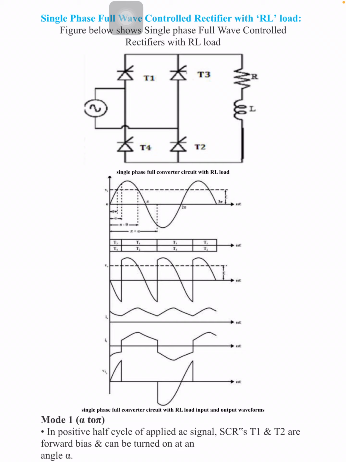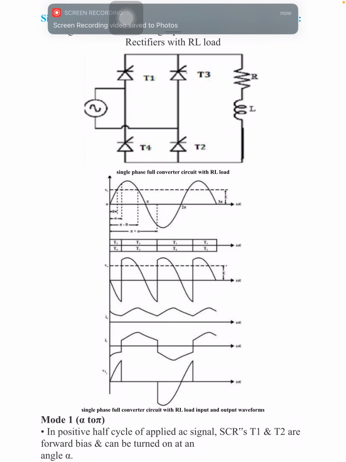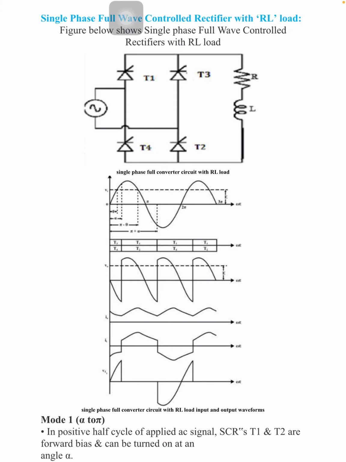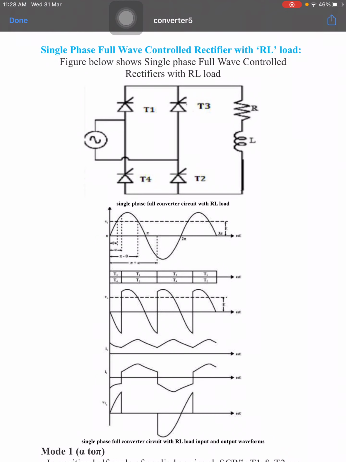So here the single phase full wave RL load. What is the difference? Same. Single phase full wave is nothing but we'll use 4 thyristors T1, T2, T3, T4. Based on the 4 thyristors, we are taking R load and L load.